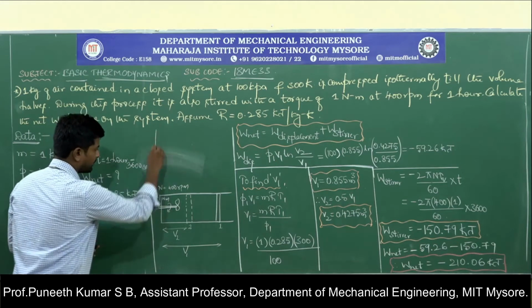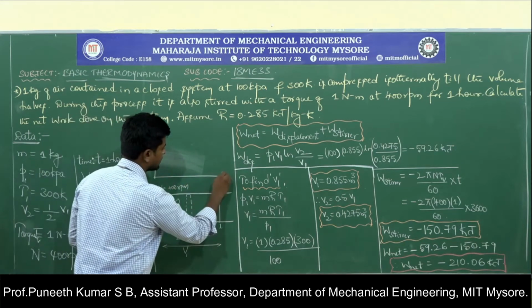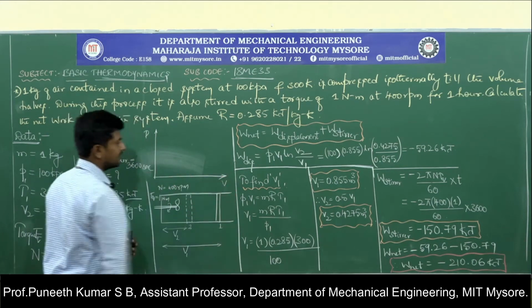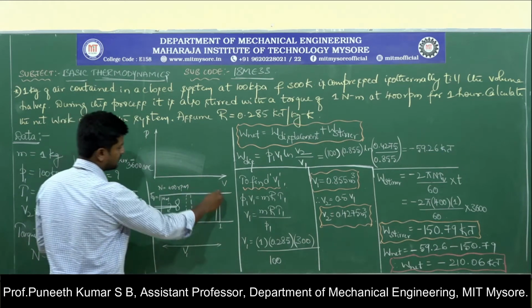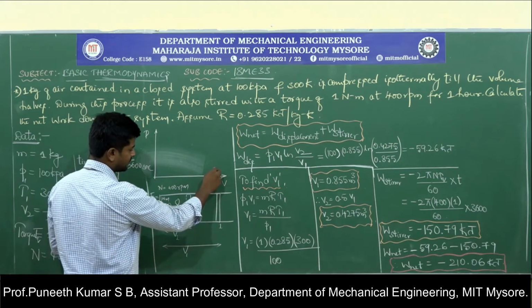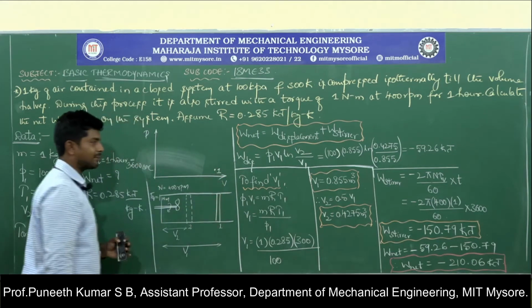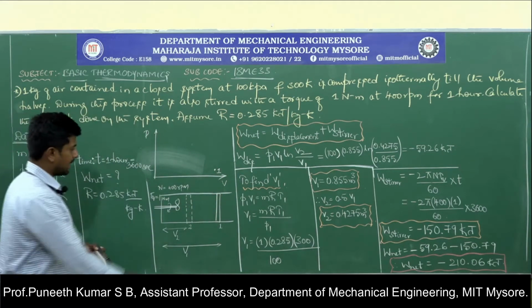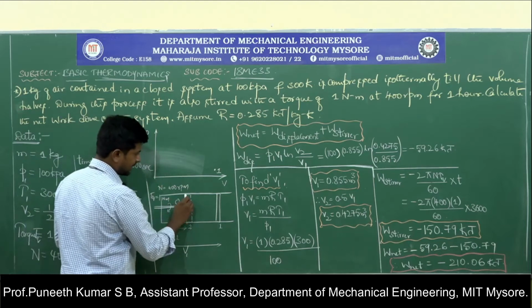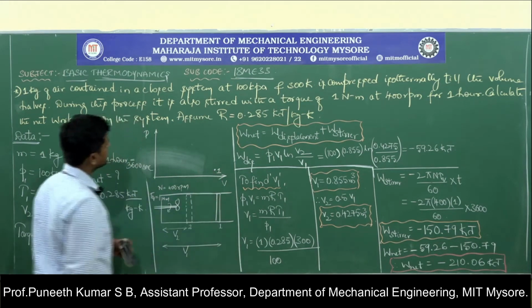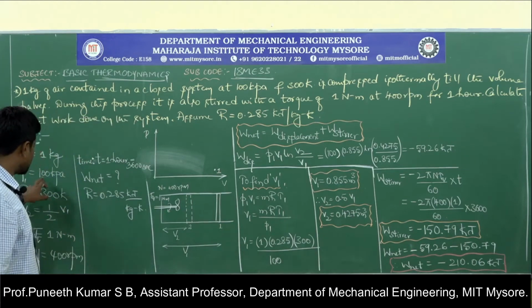Now for the PV diagram, to represent the isothermal compression. The initial volume is at this point, which I will represent as 1, and the final volume is at this point, and the initial pressure, we know, is 100 kilopascal.